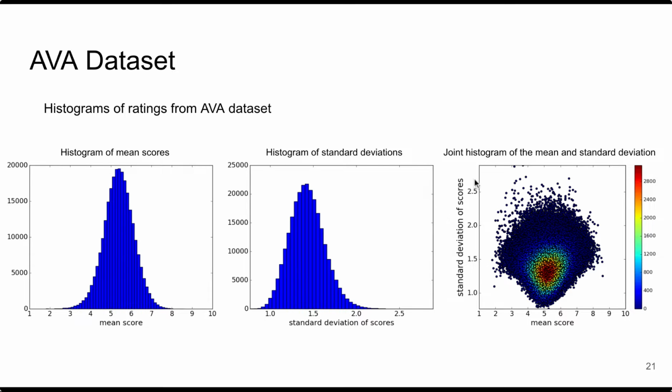And here is a joint distribution of the standard deviation and the mean score. So, for instance, if you look at the mean score around 5, you'll see that there are actually quite a lot of images with standard deviation of above 1.5, meaning that the histogram of scores associated with these images is rather flat instead of being skewed and rather compact.